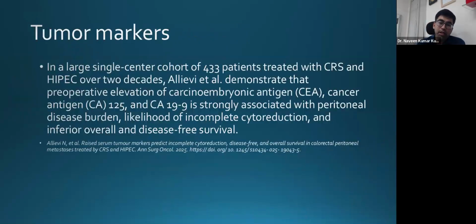Now, tumor markers. There was this study done by Levi et al., which demonstrated that preoperatively, if the tumor markers like CEA, CA19-9, CA125 are elevated, then these are strongly associated with peritoneal disease burden, the likelihood of incomplete cytoreduction is more, and there is inferior overall and disease-free survival. So definitely tumor markers have a role to play.